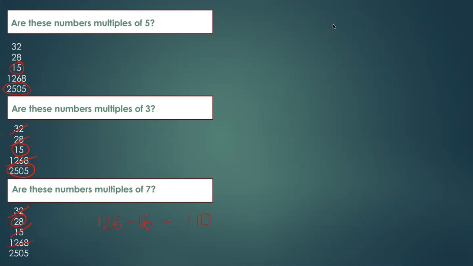It is not. So 1,268 is not in the 7 times table. Then we can do the next one. We've got 250, take away 10. Hopefully you remember you double the last digit and keep the other ones the same. Take them away from one another and you get 240. Is 240 in the 7 times table? Well, it is not. So 2,505 is also not in the 7 times table.